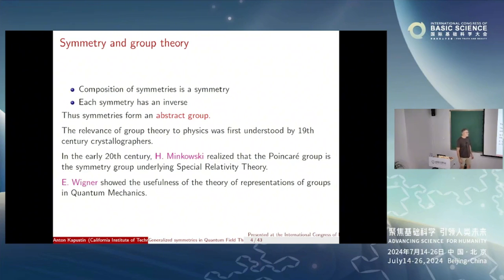As I already mentioned, the relevance of group theory to physics was understood by 19th century crystallographers who used it to classify all possible crystalline structures. Explicitly, the relevance of the Poincare group to physics was realized by Hermann Minkowski. Einstein didn't think in these terms, but Minkowski recognized there's a group there which preserves a symmetry, which includes Lorentz transformations. And later, when quantum mechanics was discovered, Eugen Wigner especially showed how useful it is to apply group theory to physics, especially the theory of group representations.